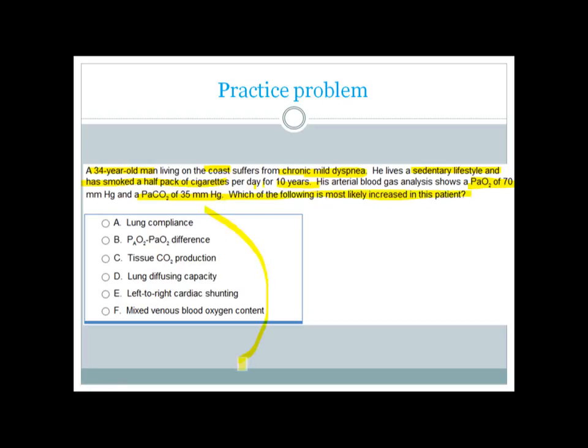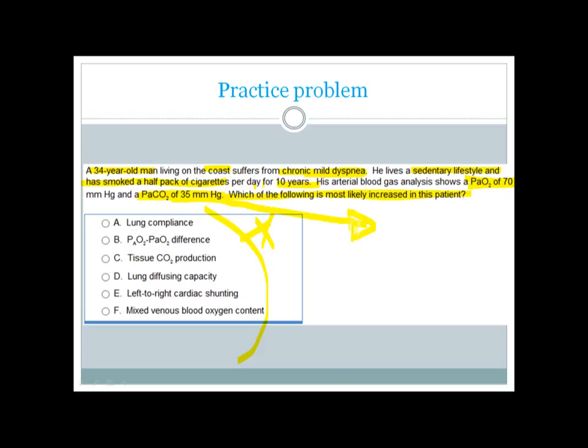So there are multiple options here. You can pause here, you can solve it yourself. I am solving it myself. So the most important clue for me here is they have given 2 important values. They have given you the partial pressure of oxygen and they have given the partial pressure of carbon dioxide. And now you can actually calculate the A-a gradient here. So before calculating the A-a gradient, you can first calculate the partial pressure of oxygen in the alveoli.